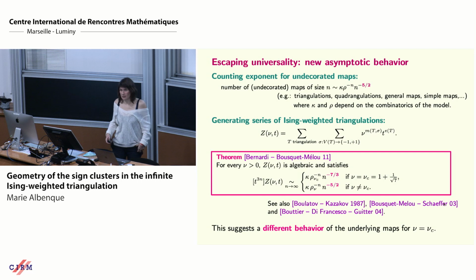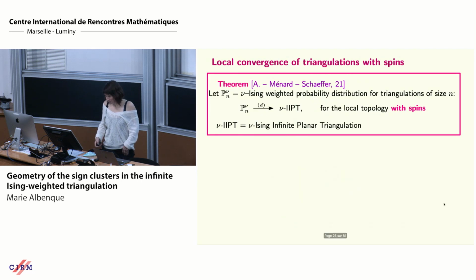So let's try to study this Ising model then. What we did in a previous work with Laurent and together with Gilles Schaeffer is that we proved a result which is fully analogous to the one obtained by Angel and Schramm that I discussed at the very beginning. We proved that there is a convergence. You take your distribution on Ising-weighted maps, and we prove there is convergence for the local topology towards an infinite limit. What we obtain in the limit is a probability distribution, an infinite triangulation with an Ising model on it, which we call the UIIPT, for infinite Ising planar triangulation.